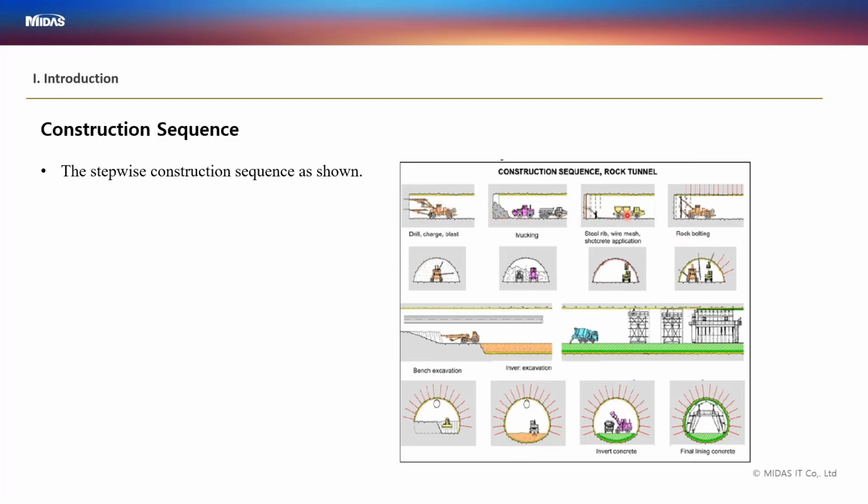So this is the longitudinal section of the tunnel, and this is the cross section of the tunnel. Now, if you are going for the bench cut or invert excavation, then you excavate the invert. The first thing you do for the final lining is the invert concrete, and then we do the final lining in concrete.